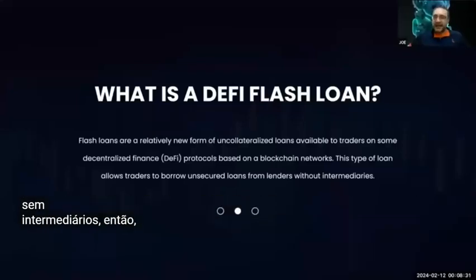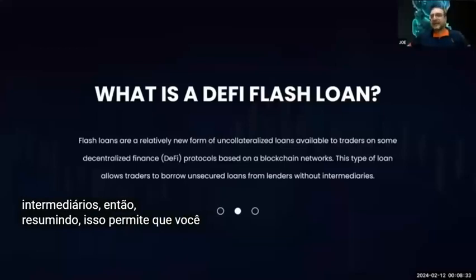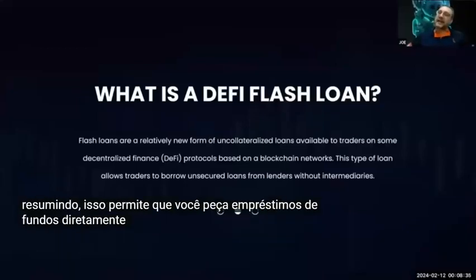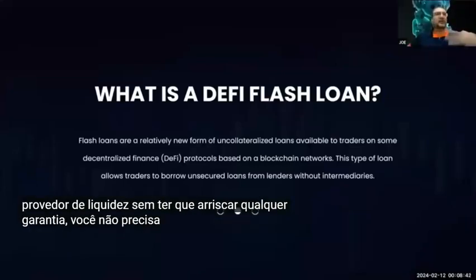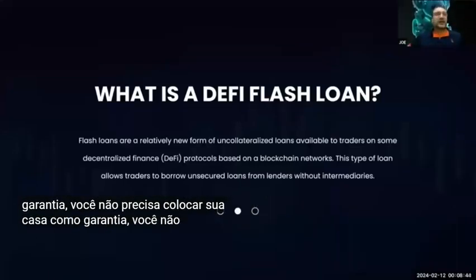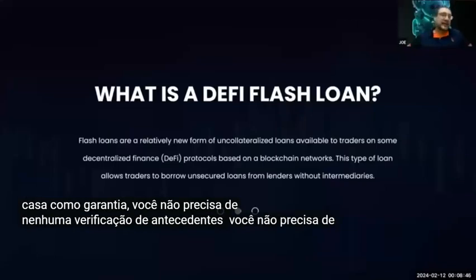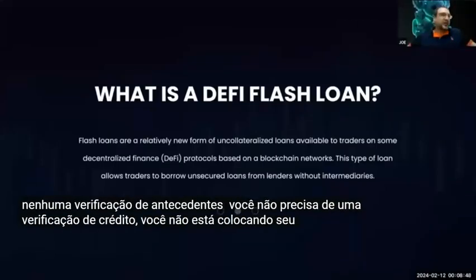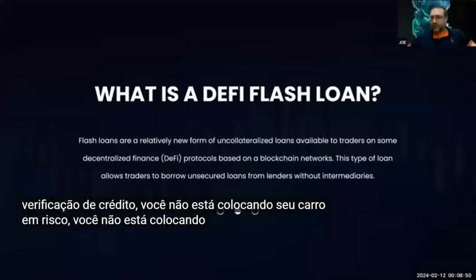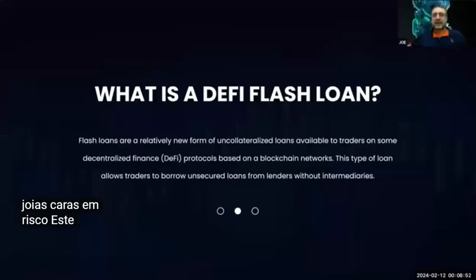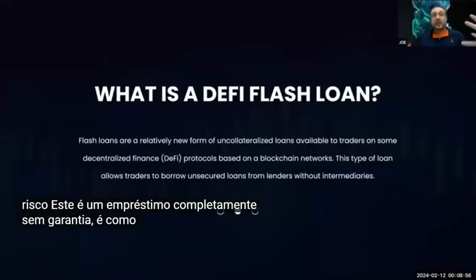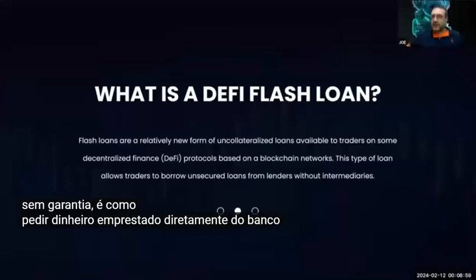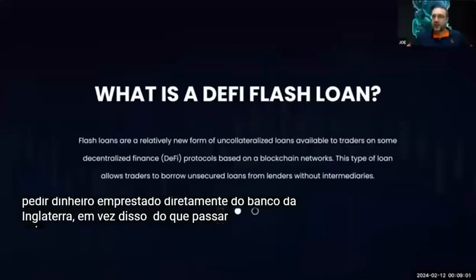So again, breaking that down, this is allowing you to borrow funds directly from a liquidity provider without having to risk any collateral. You don't need to put your house down as collateral. You don't need any background checks. You don't need a credit check. You're not putting your car on the line. You're not putting expensive jewelry on the line. This is a loan that is completely uncollateralized. This is like going to borrow money directly from the Bank of England rather than going through your local bank.